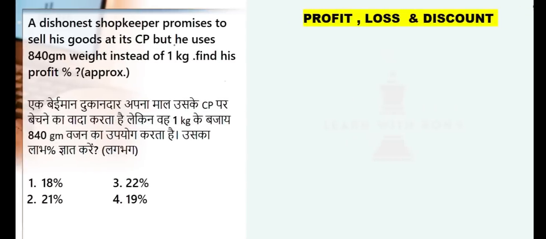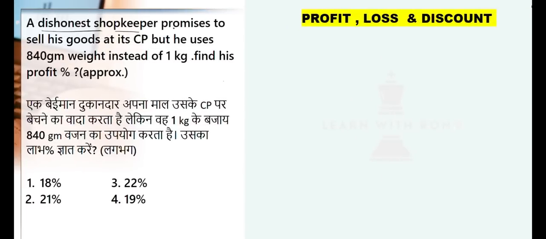Next question. See this question here. A dishonest shopkeeper promises to sell his goods at its cost price, but he uses 840 grams instead of 1 kg. Means he has to give 1000 grams, but he is giving 840 grams only. They asked us to find the profit percentage.